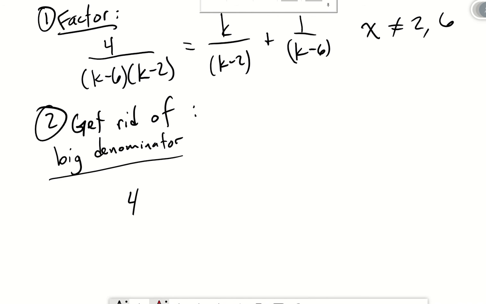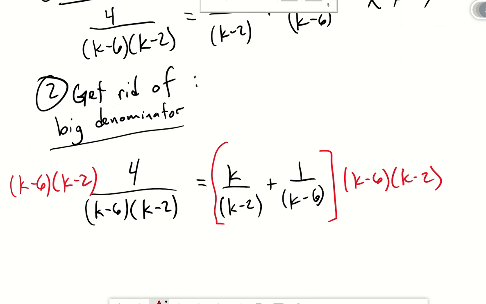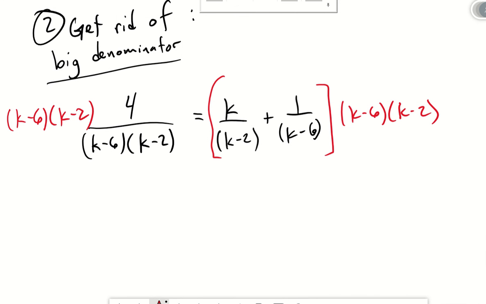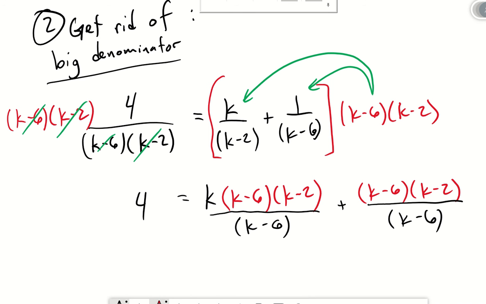So we're going to multiply both sides by k minus 6 times k minus 2. Okay, so these cancel, right? And then on the left side, we're just left with 4. And on the right side, we need to distribute to both of these terms. And that's going to give us... All right, so now we've distributed. We can do some canceling before we move on. K minus 6 and k minus 6. K minus... Oh, did I do that right? That was supposed to be 2.